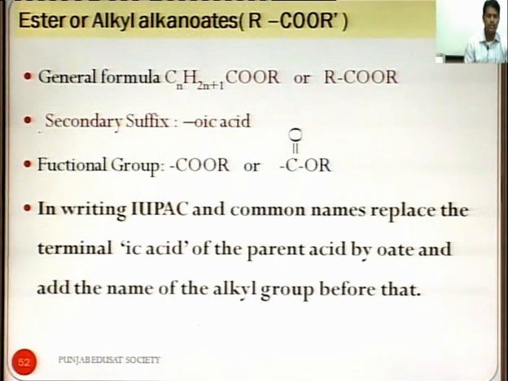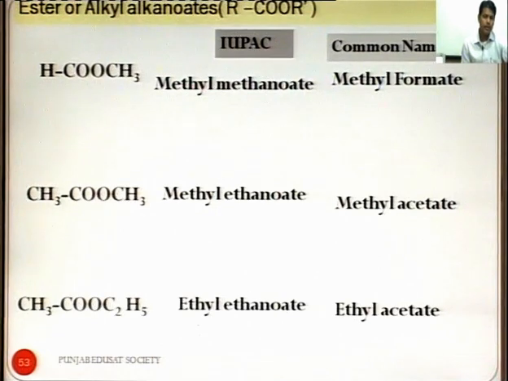Next are the esters. The general formula is R-COOR'. The secondary suffix is oate, not oic acid. The functional group is COOR'. In writing the IUPAC name, replace ic acid of the parent acid by oate and add the name of the alkyl group before that. For example, methyl methanoate, common name methyl formate. The IUPAC name is methyl ethanoate, common name methyl acetate. The next member is ethyl ethanoate, common name ethyl acetate.